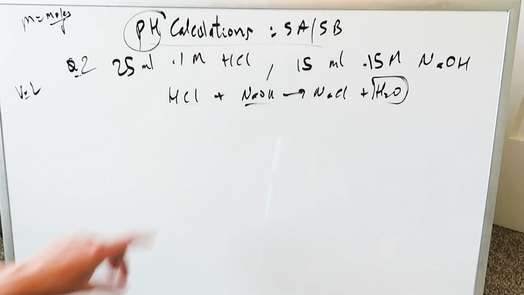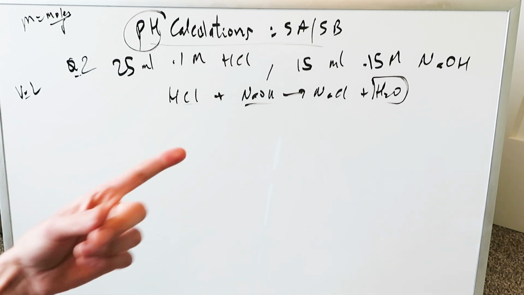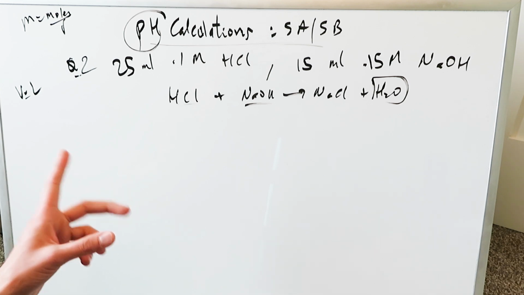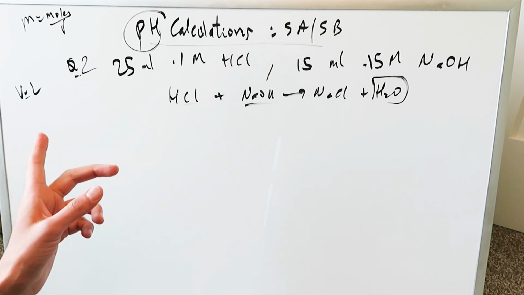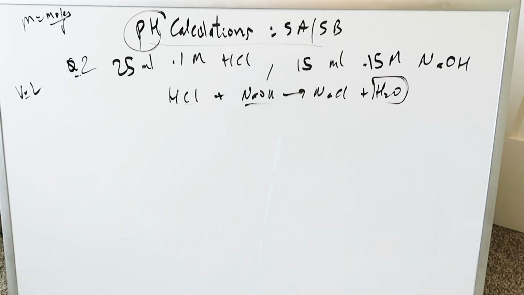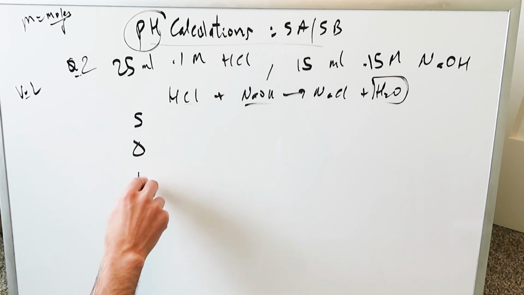Case number 2, you have strong acid, strong base, but they're not in equal quantities. When they're not in equal quantities, either the acid or the base will dominate and direct the pH. If the acid is dominating, you'll have a strong acid pH. If the base is dominating, you'll have a basic solution, a high pH. We have to convert all of these into moles. We have a start, change, and an end.